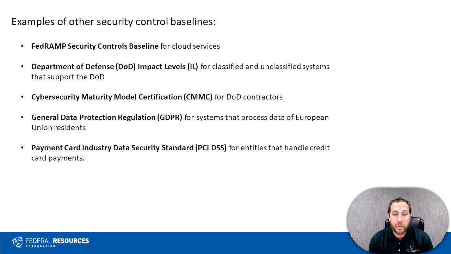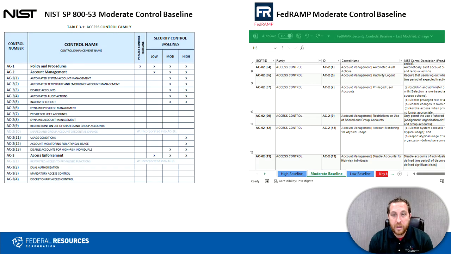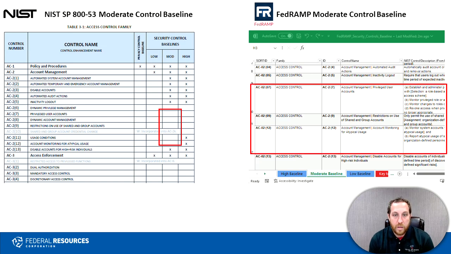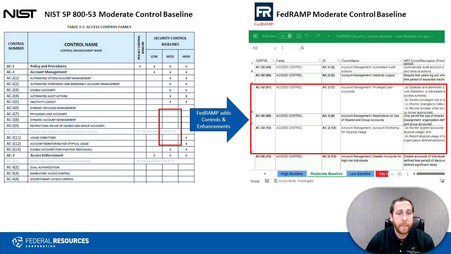So let's dive a little bit deeper into the FedRAMP baseline. On the left, you can see the NIST moderate impact controls for the access control family. And on the right, we have a snip of the FedRAMP moderate impact control baseline. You'll notice that FedRAMP inherits all of the controls defined by NIST for moderate level, but they've added, in this example, 3 more enhancements, specifically enhancements 7, 9, and 12.